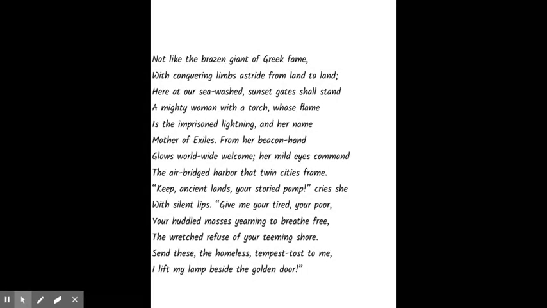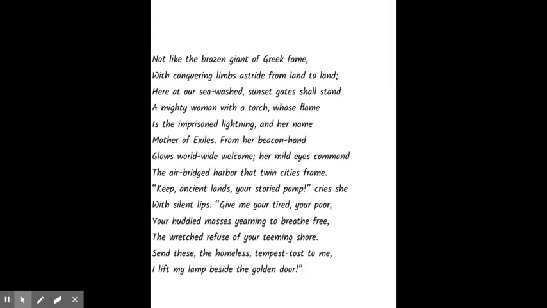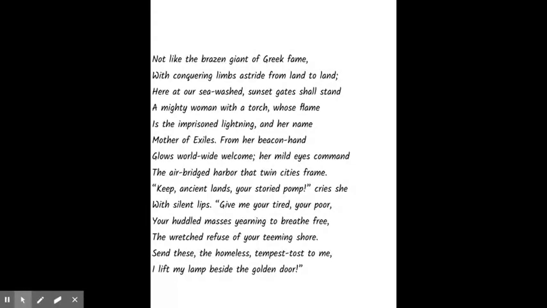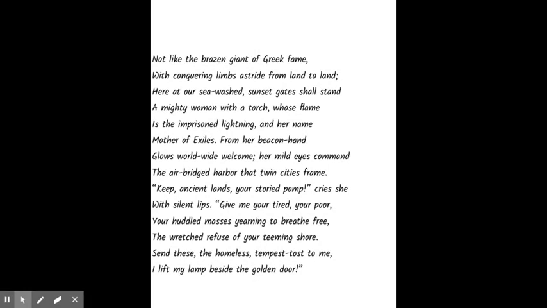So think for a moment, and again, if you have to pause the recording, do that. Think what this is about. I told you it's about the Statue of Liberty, right? If you know anything about the statue, you know part of what you see at the base of the Statue of Liberty is here. Give me your tired, your poor, your huddled masses yearning to breathe free. So they're comparing this. It's called the New Colossus.